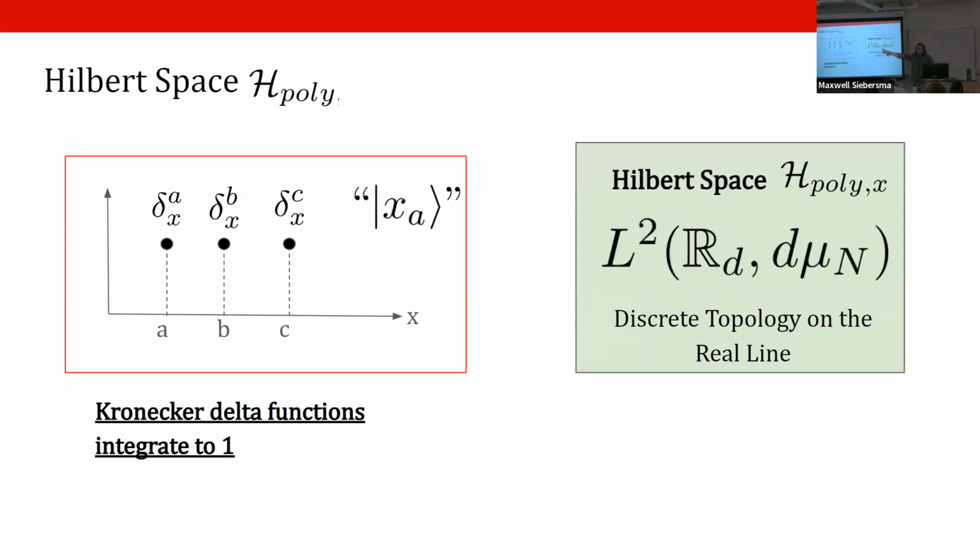Normally, those Kronecker delta functions would integrate to 0 because it's just a discontinuity at a single point, but that's not how things work in the counting measure. And because of this way the inner products work, we can think about labeling our position eigenstates, those eigenfunctions, with just a ket.